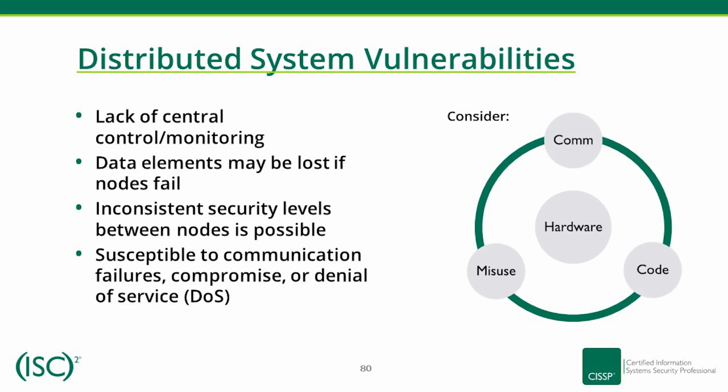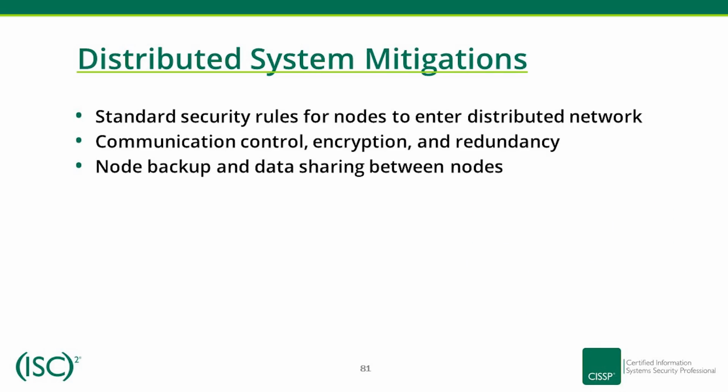Lack of central control/monitoring. Data elements may be lost if nodes fail. Inconsistent security levels between nodes is possible. Susceptible to communication failures, compromise, or denial of service, DOS. Consider standard security rules for nodes to enter distributed network. Communication control, encryption, and redundancy. Node backup and data sharing between nodes.